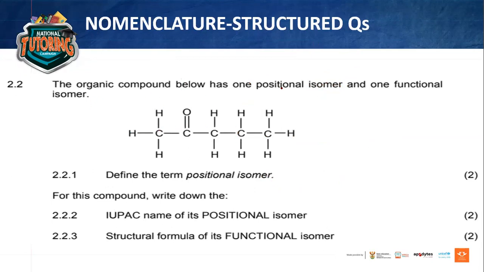The organic compound below has 1 positional isomer and 1 functional isomer. Right, so that's information that has been given to us. So they say this molecule has 1 positional isomer and 1 functional isomer. By just looking at the molecule, I can already see a carbonyl functional group between 2 carbon atoms. So this molecule is a ketone. Then we are asked to define the term positional isomer, right?